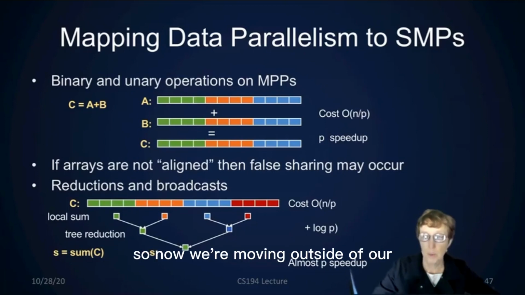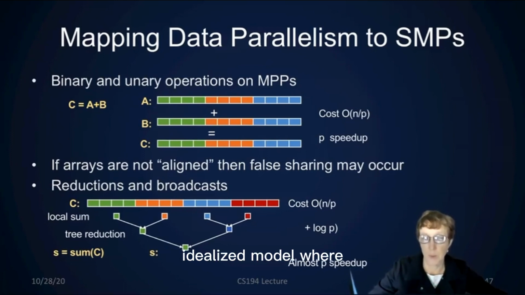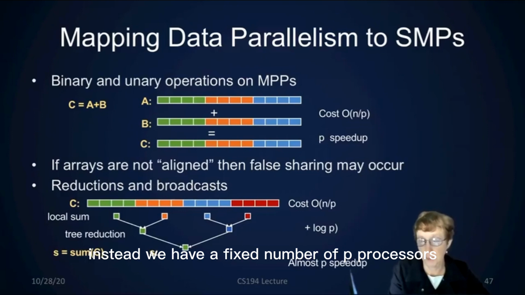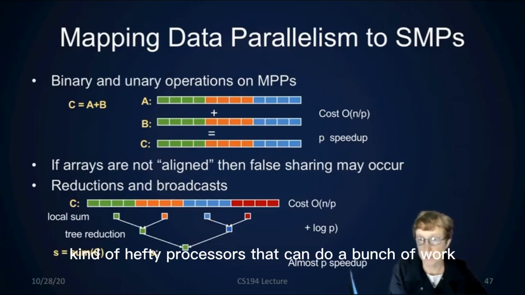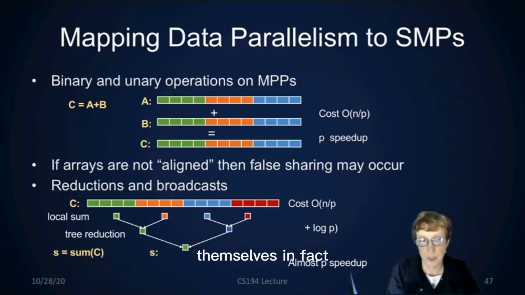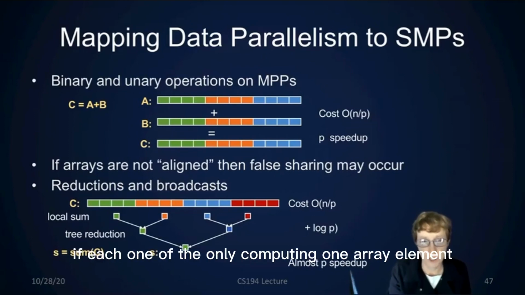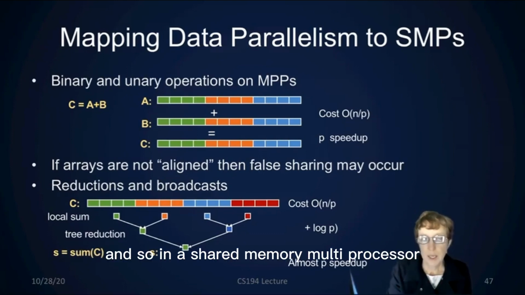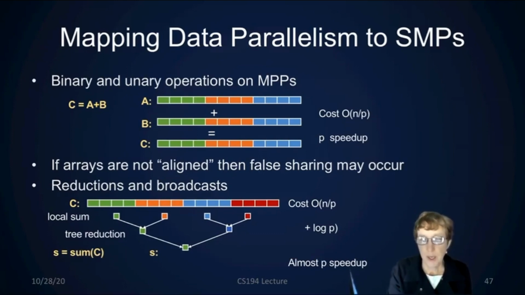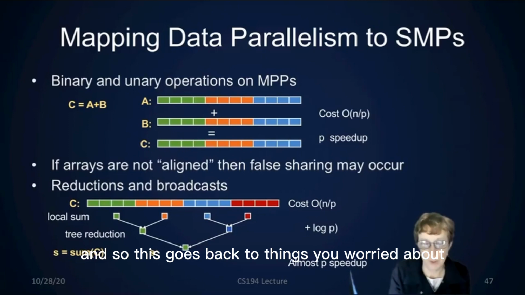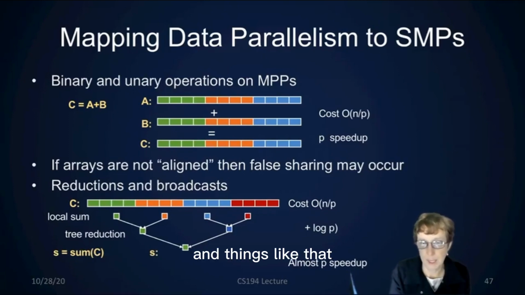So now we're moving outside of our idealized model where the number of processors is unbounded, and saying instead we have a fixed number of p processors, which are kind of hefty processors that can do a bunch of work themselves. In fact, they need to do a bunch of work themselves or they will not run very efficiently if each one is only computing one array element. And in a shared memory multiprocessor, you could have some false sharing if the arrays are not well aligned. This goes back to things you worried about even back in serial programming.